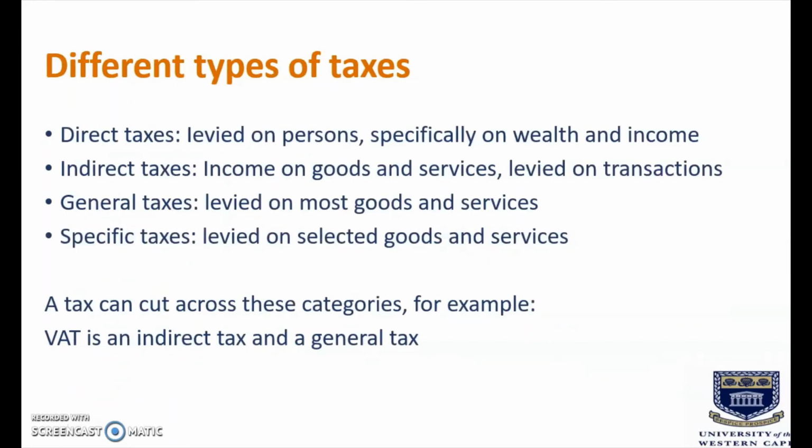Different types of taxes. There are direct taxes, which are usually levied on persons, specifically on wealth and income. And then indirect taxes, which are levied on goods and services and on transactions. And then there are general taxes, which are levied on most goods and services, and specific taxes levied on selected goods and services. A tax can cut across these categories, for example, VAT, which is an indirect tax and a general tax.